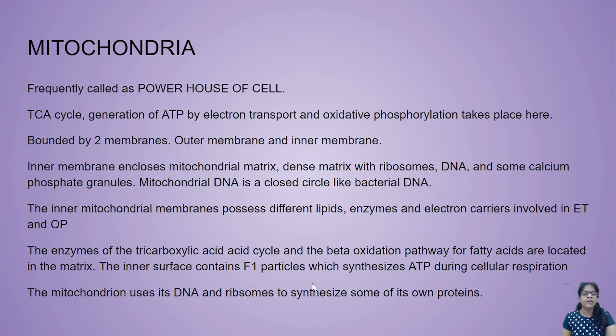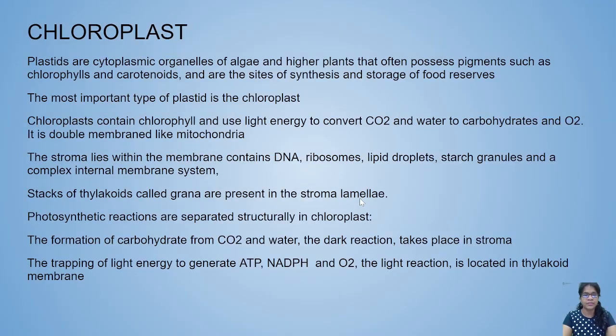So it also uses the DNA and ribosomes to synthesize their own proteins. I told you mitochondria has got their own DNA, so they are able to synthesize their own proteins. So what is chloroplast? This is present in the plant cell. You know that plant cell utilizes the sun energy or light energy for the production of carbohydrate, whatever the food particles they use, and they have to trap it.